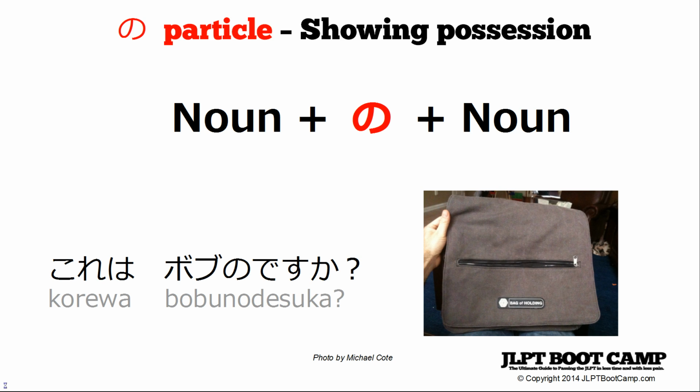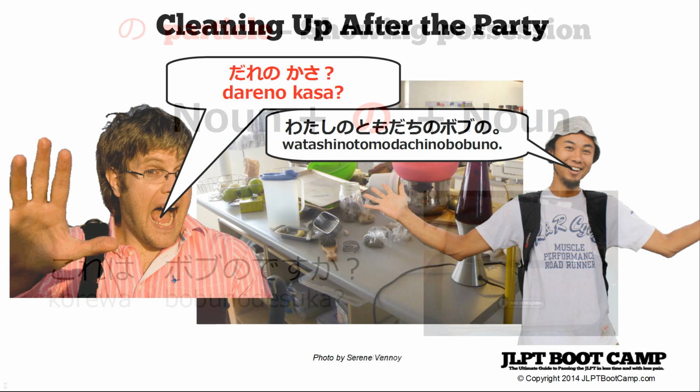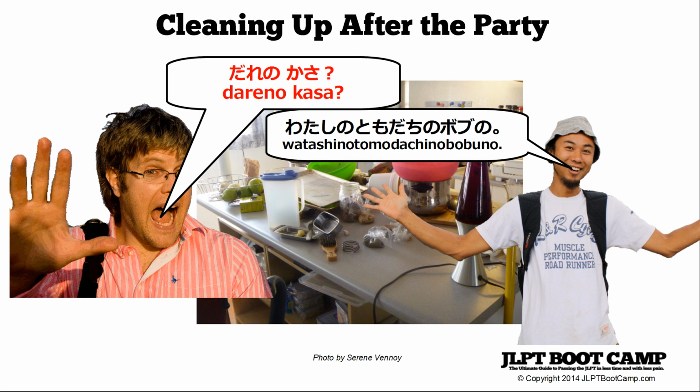Now, you're cleaning up some more after the party, and you want to ask, dare no kasa? So here you're asking about the possession of something. Dare no is whose, basically, is the translation in English. And kasa is umbrella. So dare no kasa, whose umbrella is this? Maybe I'm holding it in my hand, but you don't need to say kore.